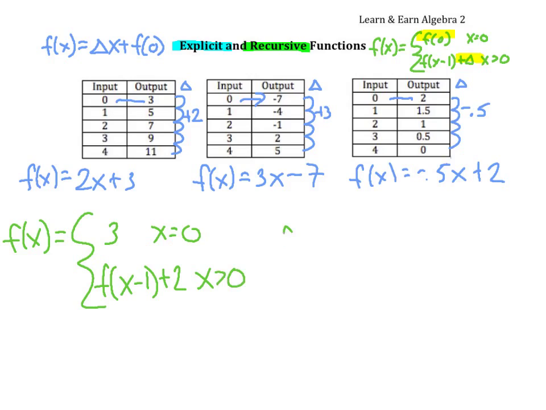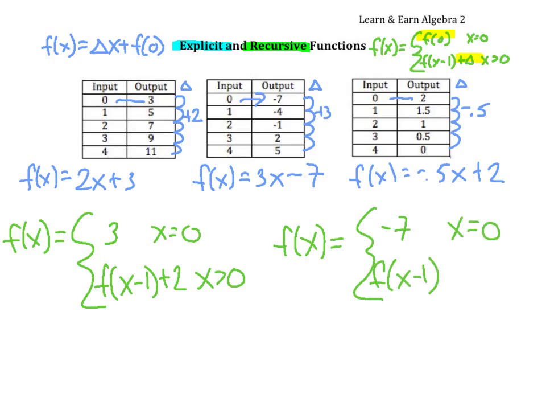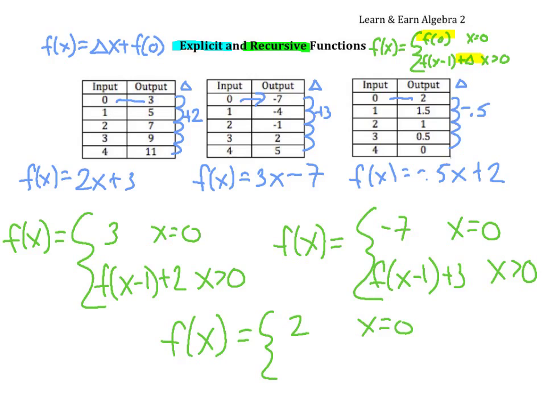For my second table, I get f of x equals, I start at negative 7 when x equals 0, then f of x minus 1 plus 3 when x is greater than 0. And finally, for my third table, I get f of x equals, my f of 0 is going to be 2 when x equals 0, and then f of x minus 1 minus 0.5 when x is greater than 0.